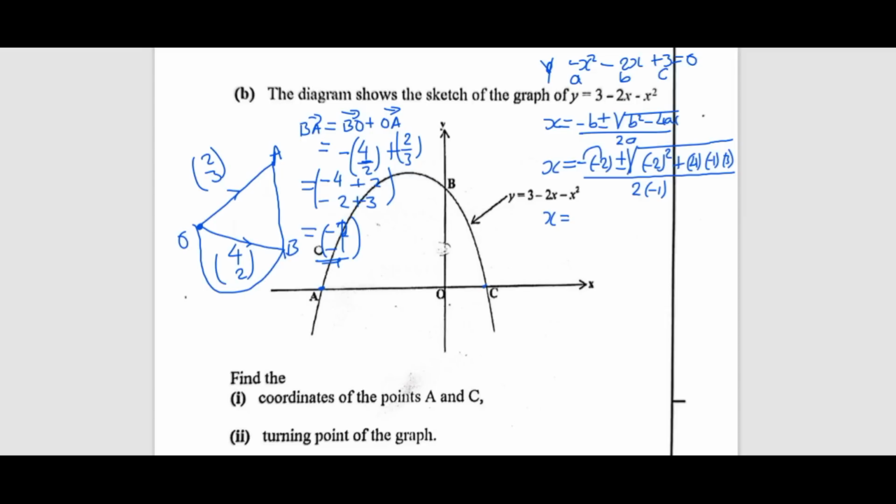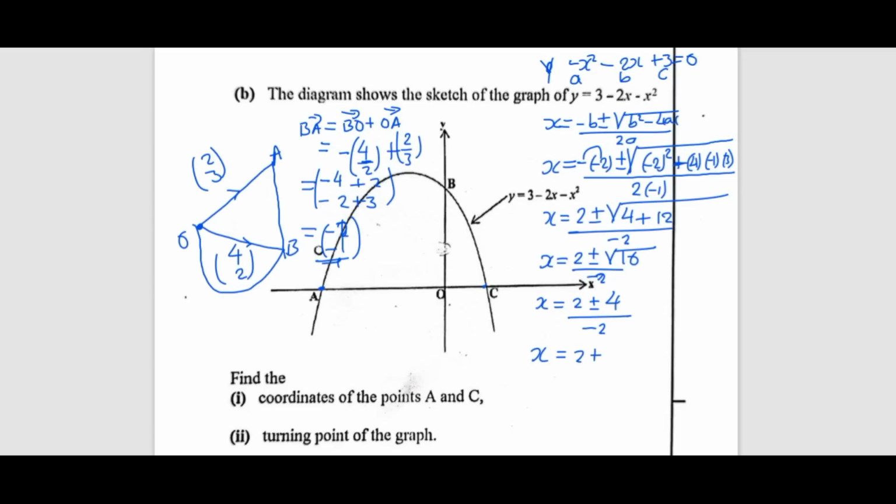So negative times negative, we have positive 2. Negative 2 squared, we get 4. Then here we have negative times negative. This will give us positive 12 over negative 2. So x is equal to 4 plus 12 is 16 over negative 2. Then x is equal to 2 plus or minus what is the square root of 16? 4 over negative 2. Then we are going to separate.